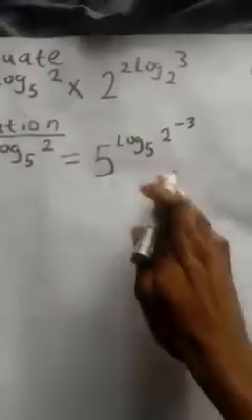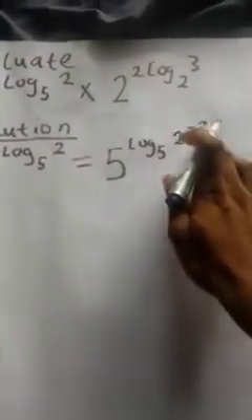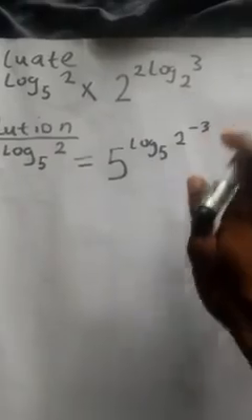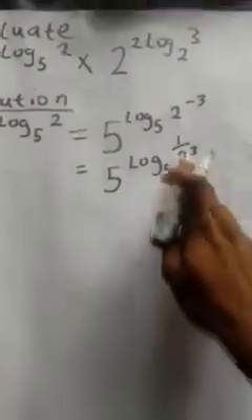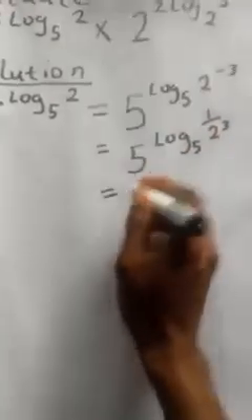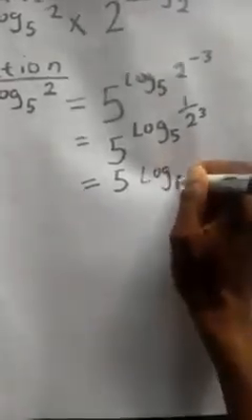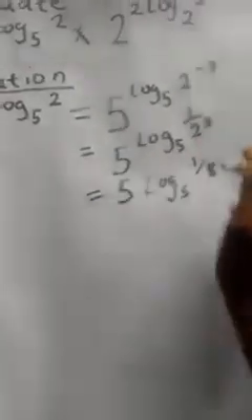And from indices, 2 raised to the power minus 3 can be written as 1 over 2 raised to the power 3. So let's go ahead and do that. Log base 5, 1 over 2 raised to the power 3. And 1 over 2 raised to the power 3 is the same thing as what? 1 over 8. So let's write it. Log base 5 1 over 8. So that's for this first part.